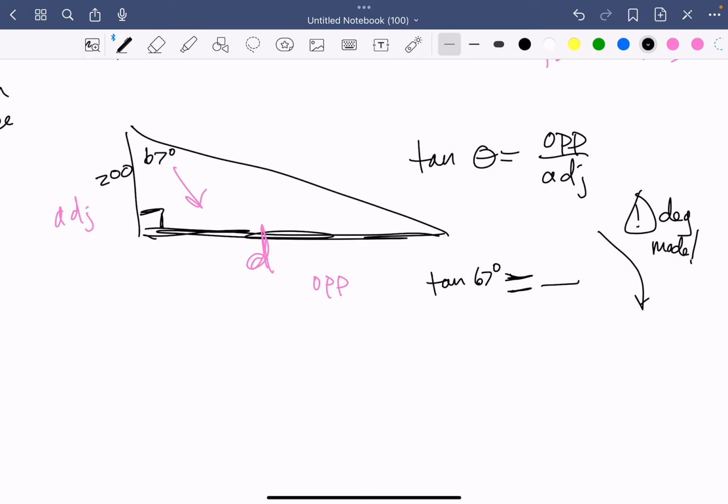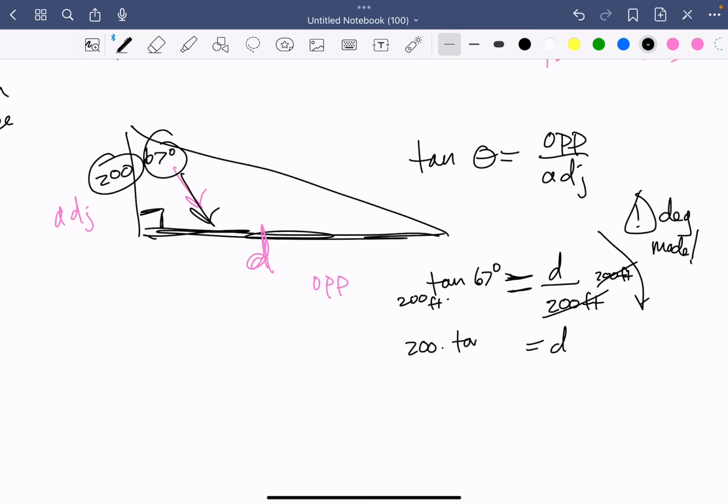Tangent of 67, the opposite of this angle is D, and the adjacent to it is 200. So my distance, and that's 200 feet. So I multiply both sides by 200 feet. My feet cancel out, but I introduce feet over here. I get 200 times the tangent of 67 is approximately how many feet I have.